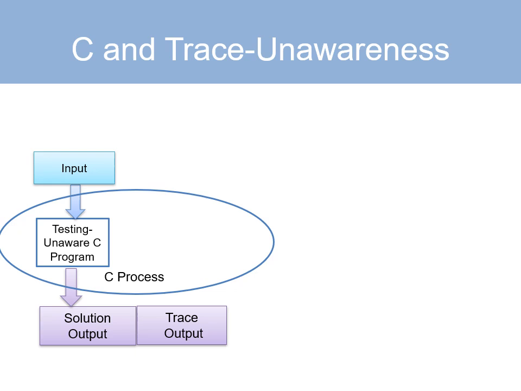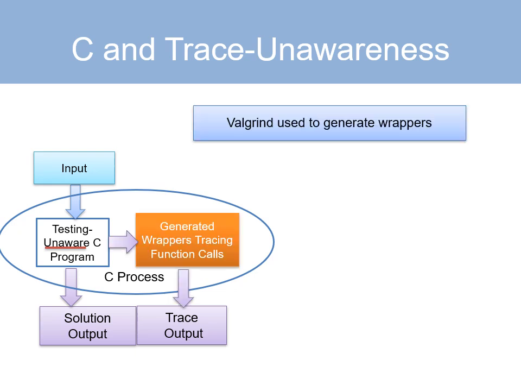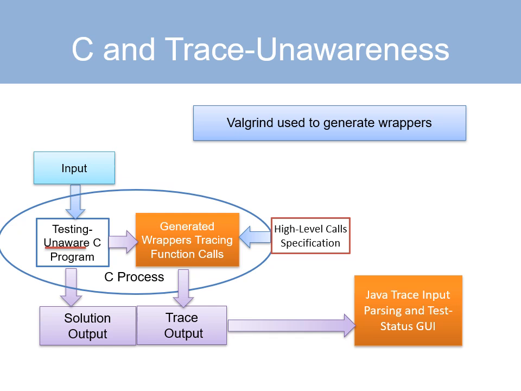Okay? And we will, as before, create trace output. But this time, the tracing is not done by the program being written. The program is testing unaware. This time, the trace output is being generated by wrappers that we create that intercept these function calls, and we use Valgrind to create these wrappers. Okay? So there's a high-level language to specify which calls you want to trap. And once you've got the trace output, you can analyze it in any language you want.